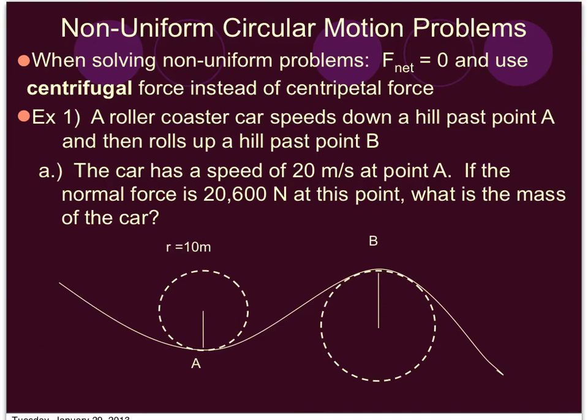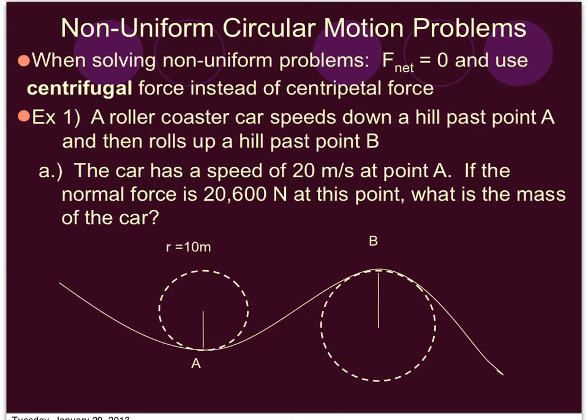When we're solving problems that deal with non-uniform circular motion, we're going to make F net 0 and use centrifugal force instead of centripetal. So pretend that you're on this roller coaster that you see in the picture. The roller coaster car is going to speed down a hill past point A and then roll up a hill past point B. And we're going to start by focusing on point A.